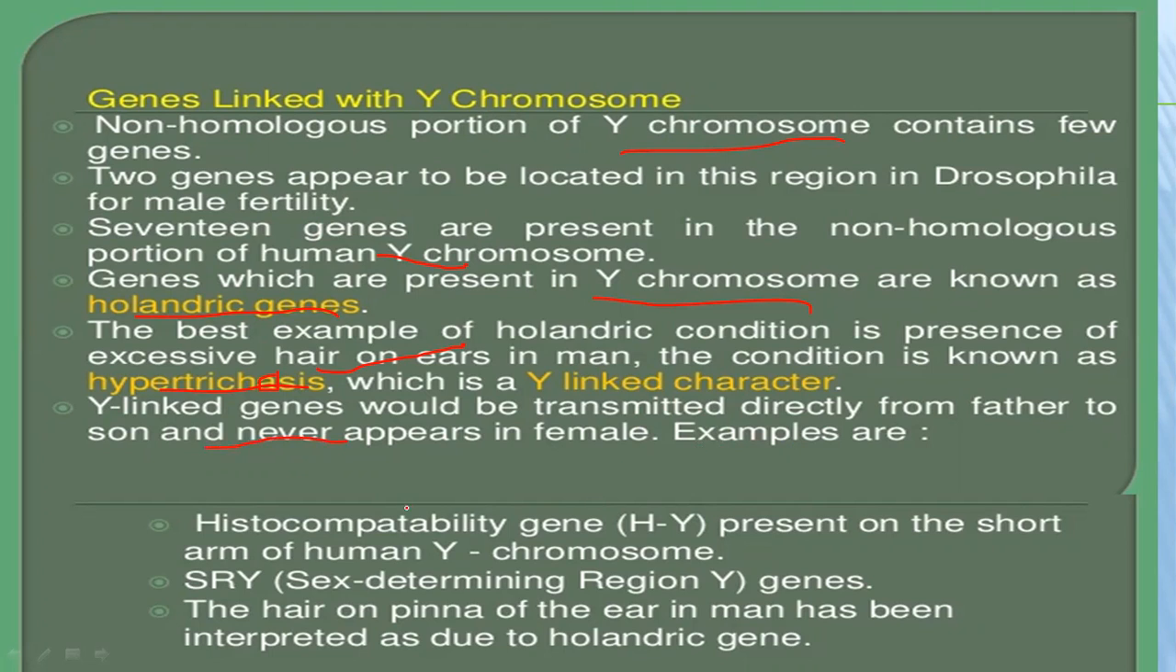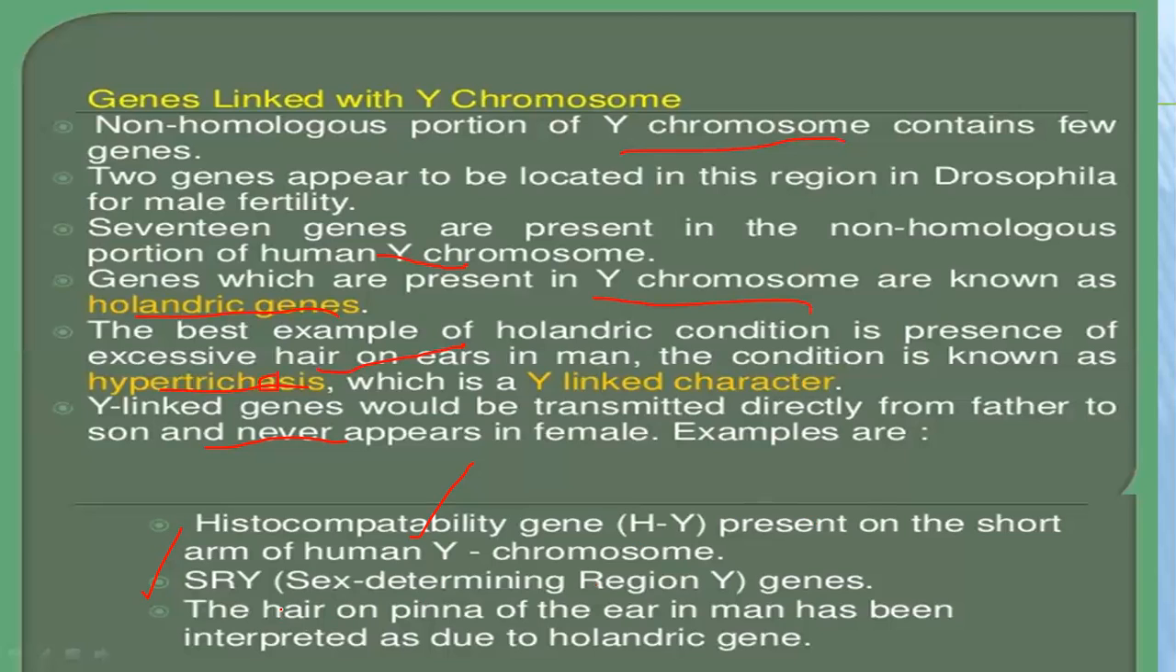Some examples are the histocompatibility gene, called the HY gene, which is present on the short arm of the human Y chromosome. It gives an immunological response in organ transplantation that is specific for males. The SRY gene, the sex determining region Y gene, as we have studied before, is transferred from male to male because it is present on the short arm of the Y chromosome, and it helps to form the androgens and testes in males.